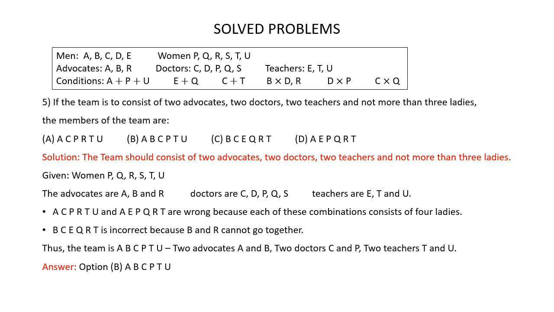Now clearly here you can see that this option complies with all the information and conditions given. So this answer option has two advocates A and B, two doctors C and P and two teachers T and U. Clearly here you can see that there are only three ladies in the team P, T and U. So the correct team is A, B, C, P, T, U. The correct answer is option B, A, B, C, P, T, U.